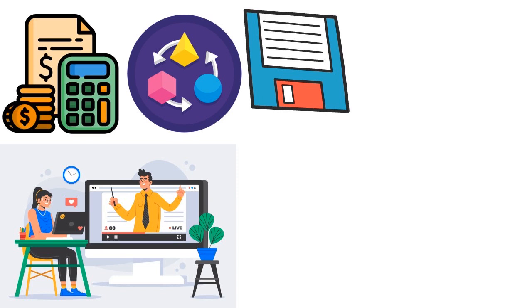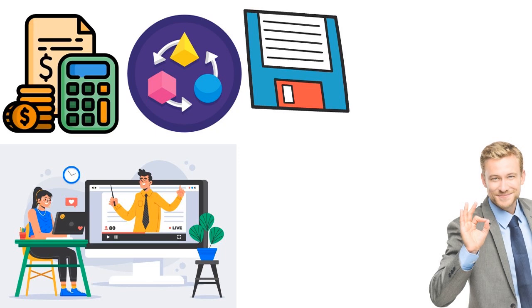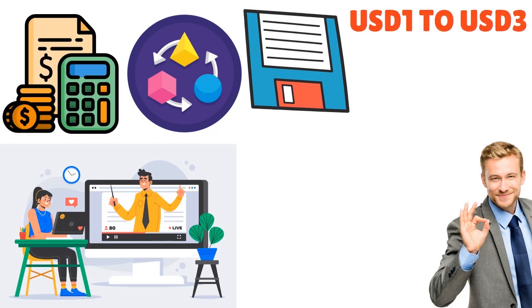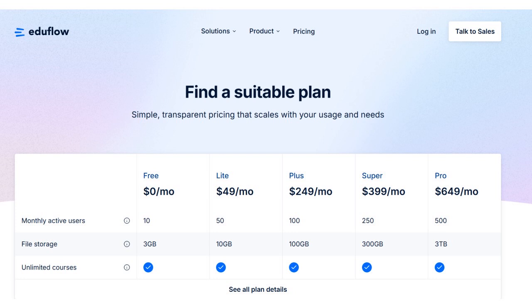Okay, 3 terabytes. And one thing you need to really also understand here is that any additional users incur an additional cost ranging from $1 to $3, depending on your chosen plan. As you can see, basically, you have the monthly active users. Okay, and they go from 10 on the free plan all the way to 500 on the pro plan. So anything above that, you have to pay $1 to $3 extra every single month. And so that's really the transparency that you have with Eduflow.